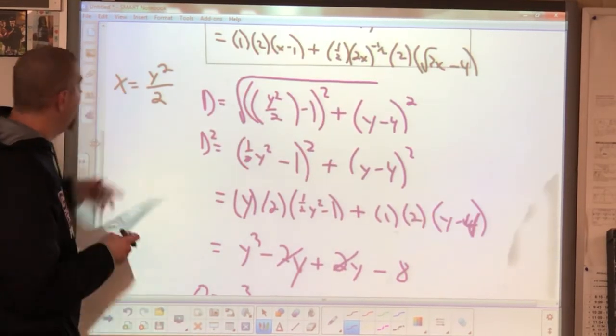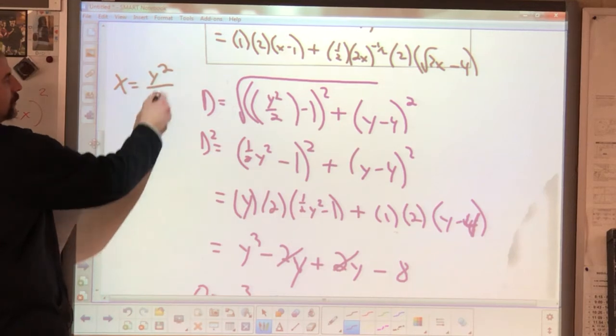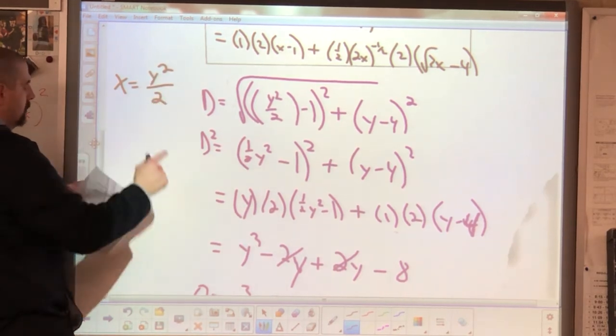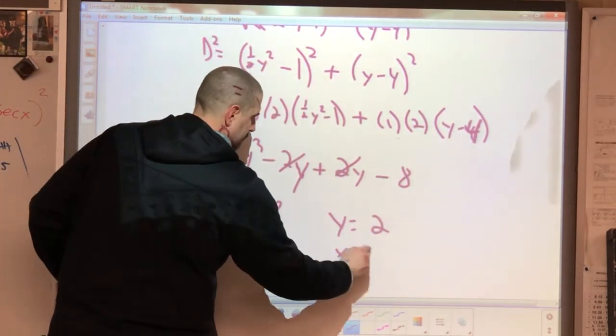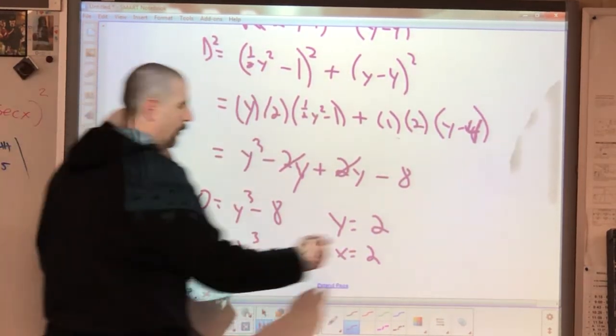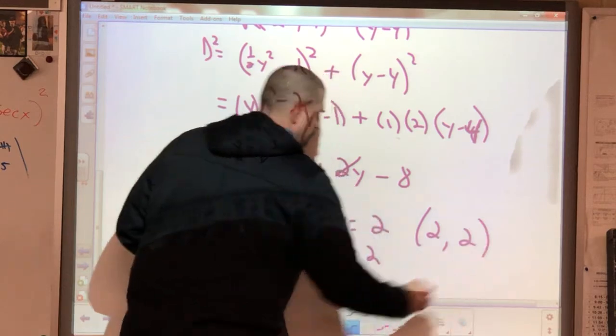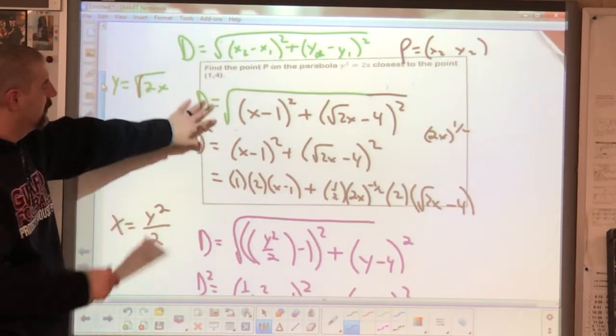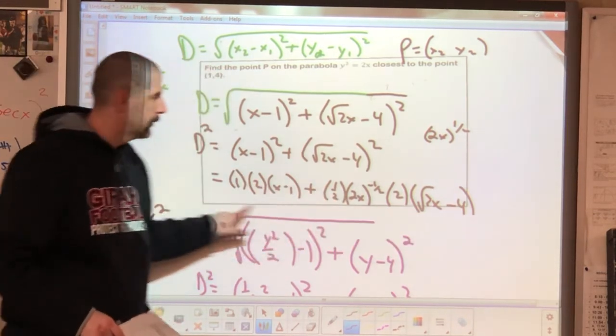If you want to find x, plug in y. Again, y is 2, squared is 4. 4 divided by 2 is 2. So x is 2. So the point closest is (2, 2). Again, notice the purple is much easier than this black here. This would be very difficult to solve.